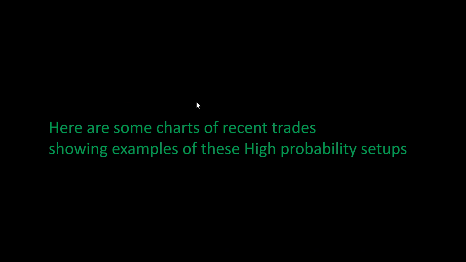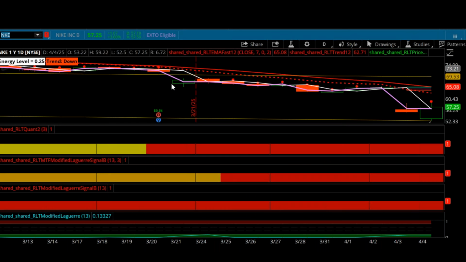I think that's probably enough of them. Let's take a look at this. These are some of the recent trades showing examples. These are high probability trading setups. Right? This was Nike. This was the one I had mentioned.